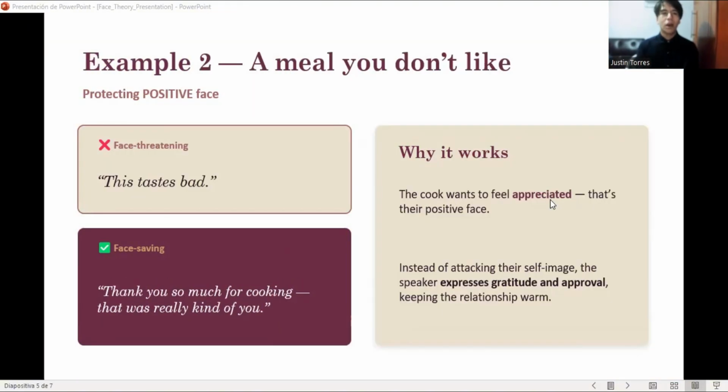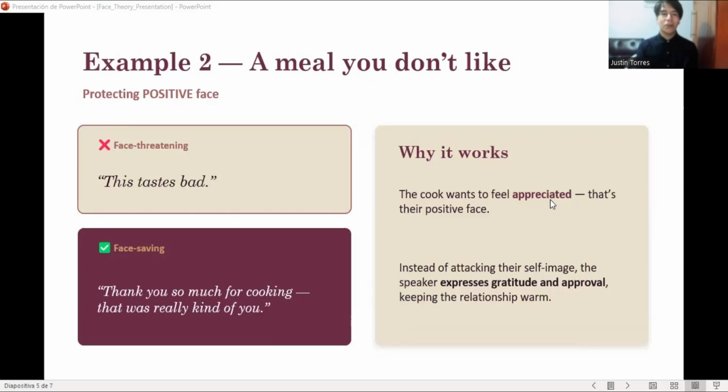Now, let's talk about our second example, which is about cooking. Imagine a friend cooks you a meal and you don't really enjoy it. Maya, the cook, says, I tried a brand new recipe tonight. I really hope you enjoy it. To protect her positive face as a good friend and her need to feel appreciated, Sam doesn't say, oh, this tastes bad. Instead, Sam says, thank you so much for cooking.